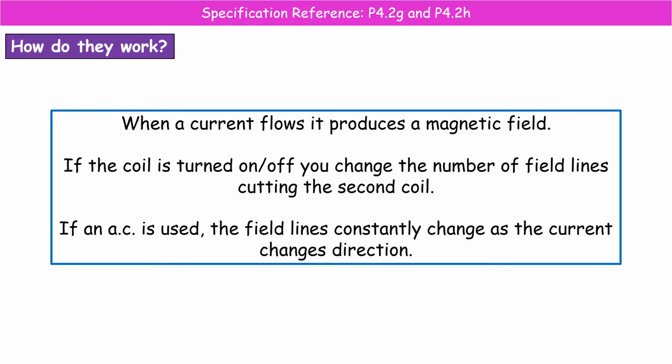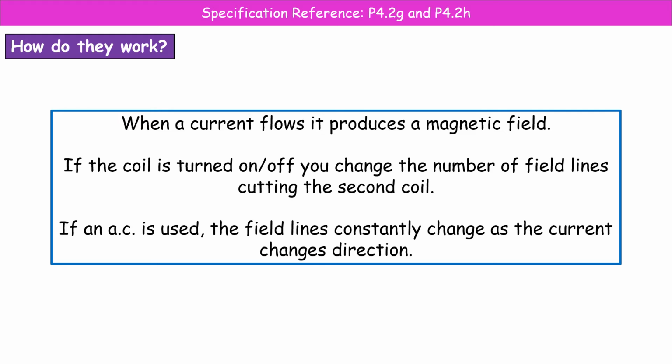Hopefully we remember from our previous booster that when a current flows, it produces a magnetic field. Now, if we just have a coil and we turn it on and off repeatedly, then we're changing the number of field lines cutting that second coil. Because obviously when we turn it on there's more field lines to cut, and then when we turn it off, there's less field lines because there is no magnetic field.